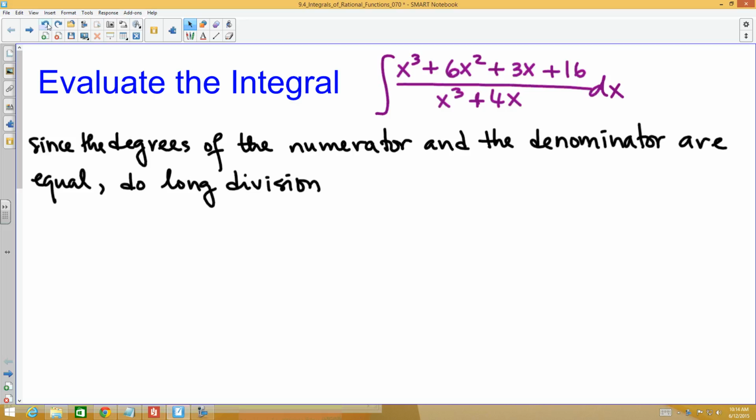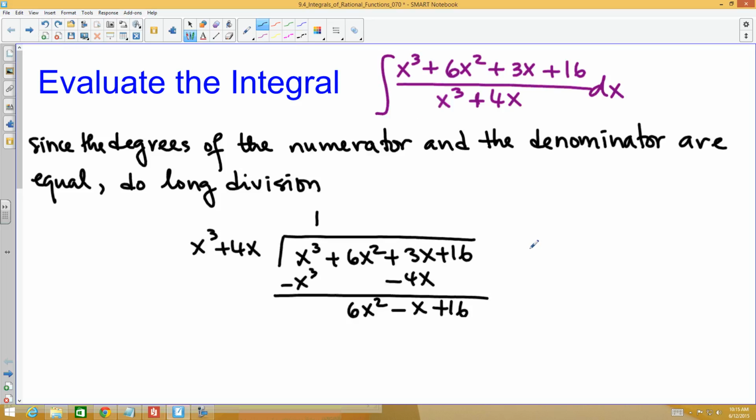First, notice that the degree of the numerator, which is 3, is the same as the degree of the denominator for the integral. Therefore, we cannot just go ahead and do partial fraction decomposition or factor the denominator. We need to do long division until we get the degree of the numerator less than the degree of the denominator. And here is how we perform the long division.